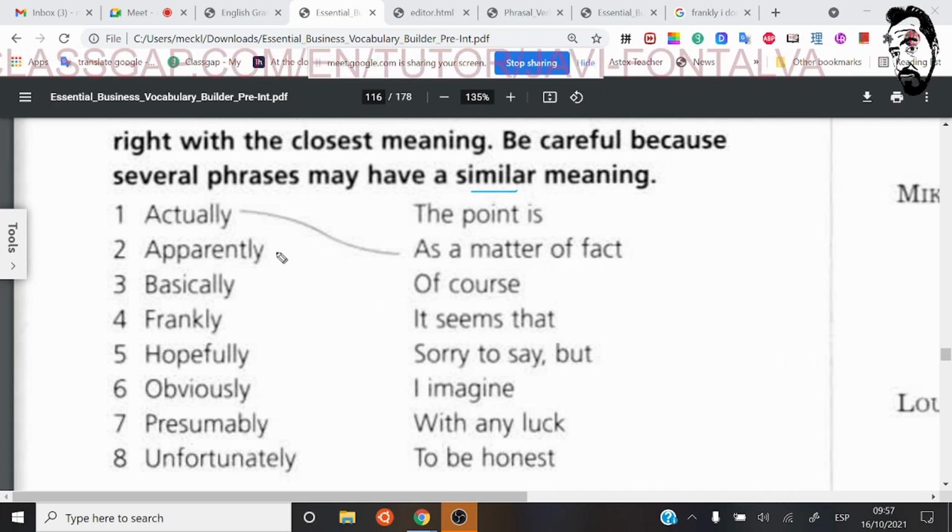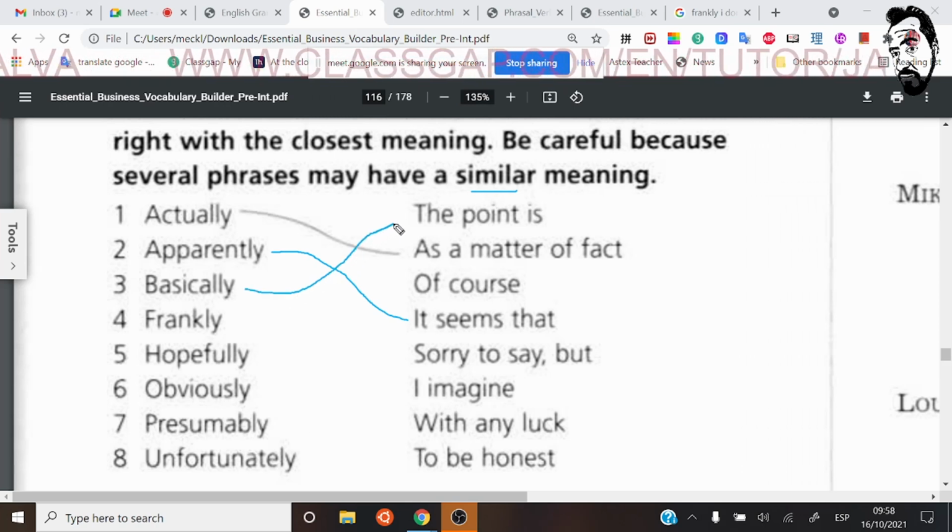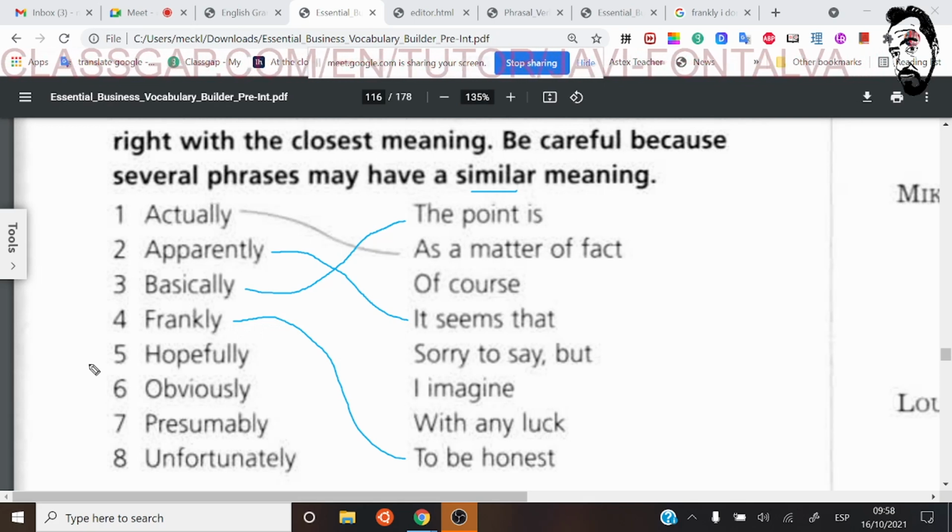Okay, so give me another one that is more or less the same as apparently. It seems that. Okay, basically or to be honest. The point is, okay. So básicamente o la cuestión es. The point is. Okay, frankly. Frankly, ¿qué significaba? Francamente. To be honest. ¿Te recuerda la frase de la película? Frankly, my dear, I don't give a damn.